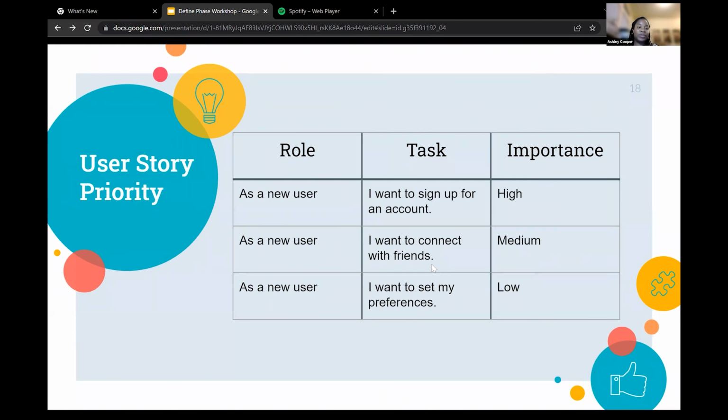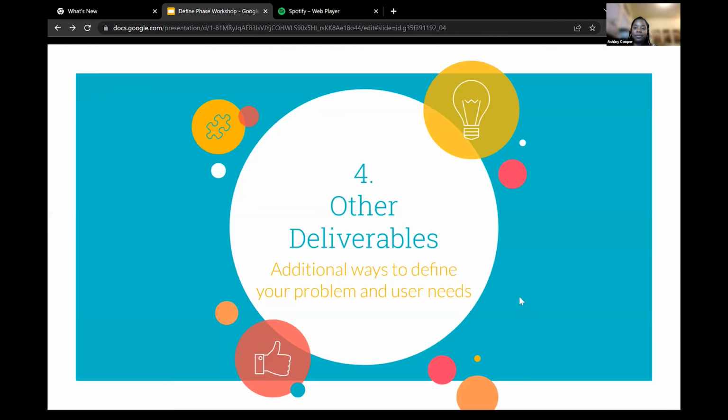And then we go to number 4. And these are other deliverables, additional ways to define your problem and user needs. And these are just a few that I have, but there will be some resources that I will provide later on, probably tomorrow or later on this evening in the actual Discord for you guys to kind of discover more other ways that you can define your user, define the problem that they're having, and use that to further generate ideas in the next phase.